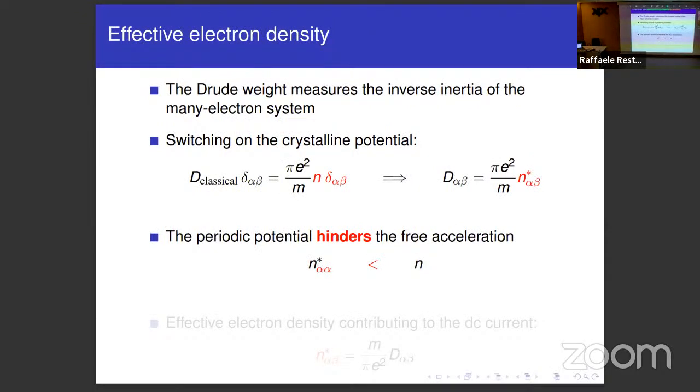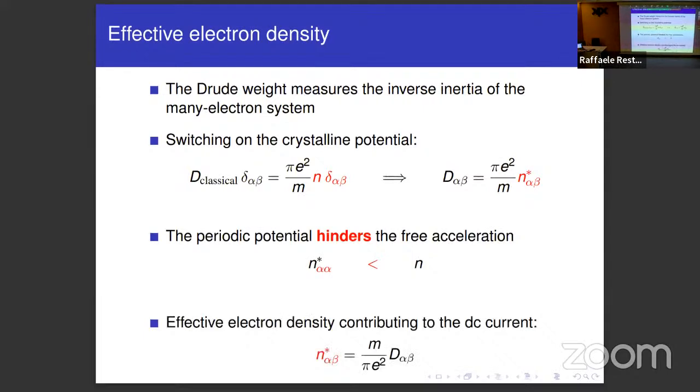Now, again, as I insist a little bit, the Drude weight measures the inverse inertia of the many-electron system. With the crystalline potential, I have something different, but still a different inertia, in a sense. The different inertia can be cast as an effective density. So this is the effective density which contributes to the DC current. So not all of the valence electrons contribute to the DC current, only a part, and it is the part measured by the Drude weight.